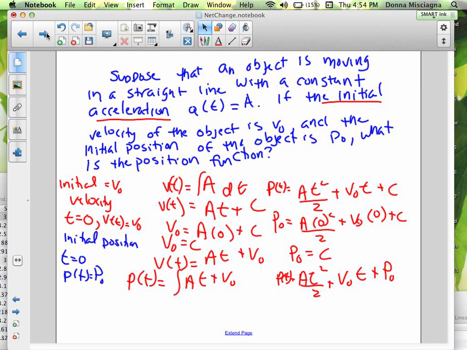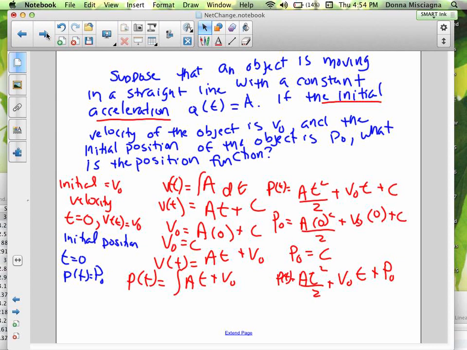There's our velocity curve. All right, now let's get the position function. I should say our velocity function. Who knows if it's curvy? But I guess even a line is a curve technically. And then let's get our position function. So we're going to integrate a of t plus v naught. That's going to be a of t squared divided by 2 plus v naught t plus c.